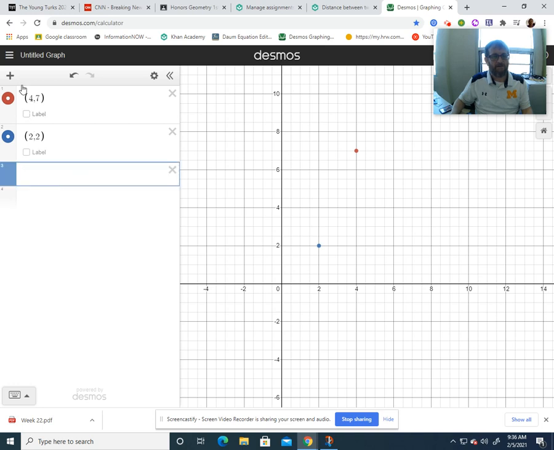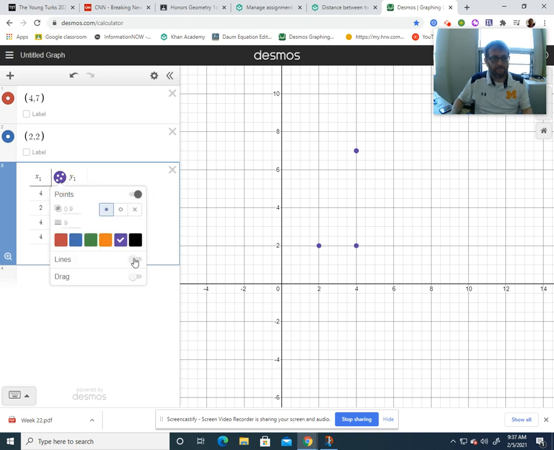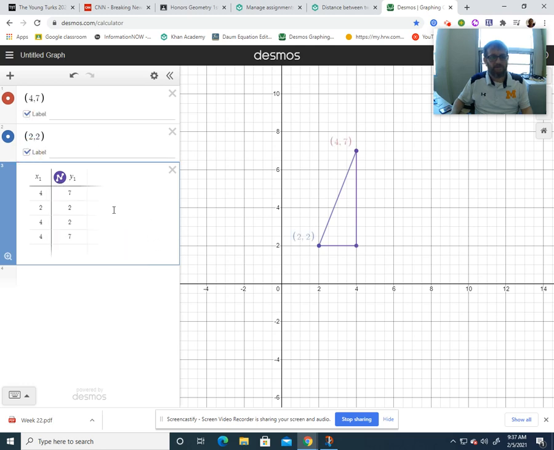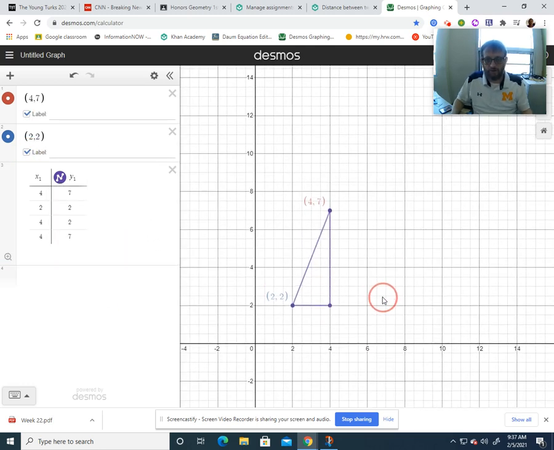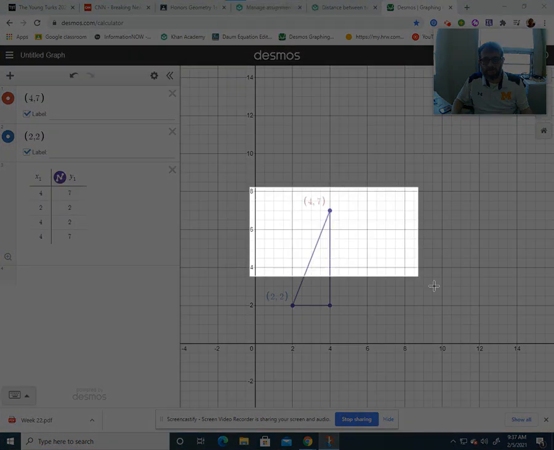Oh crud, I drew it in and then I erased it. Silly me. Let's try this again. Okay, so there's my triangle. Label those two points. Okay, so here's what we got. Now I'm just going to copy this real quick so I can draw on it a little bit.